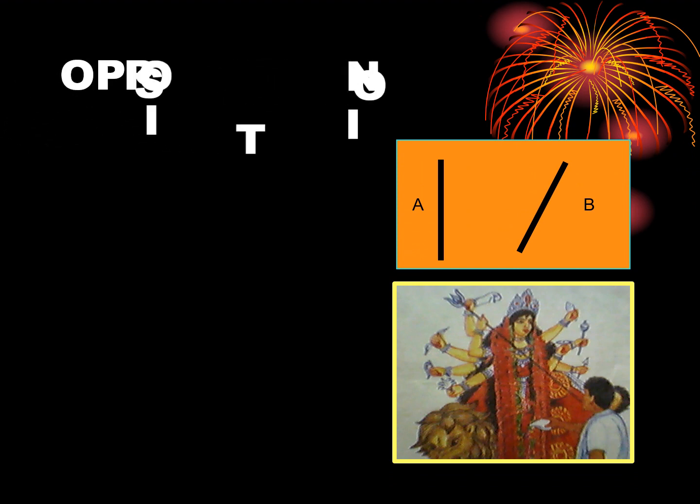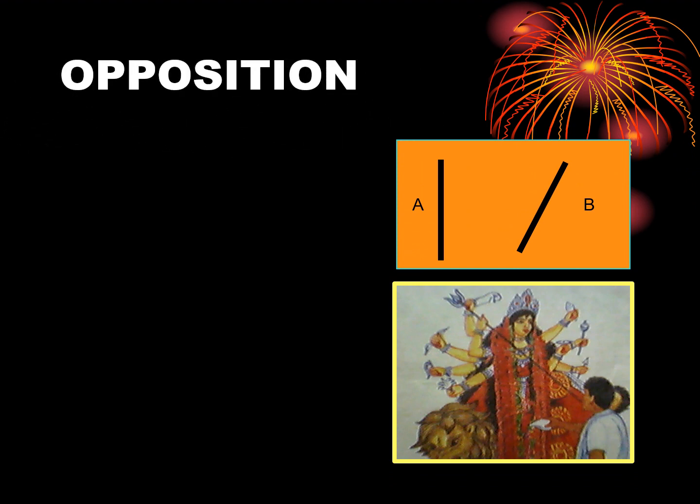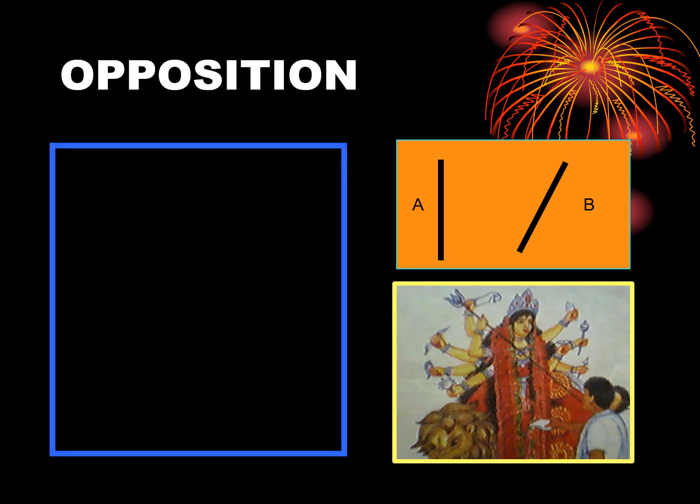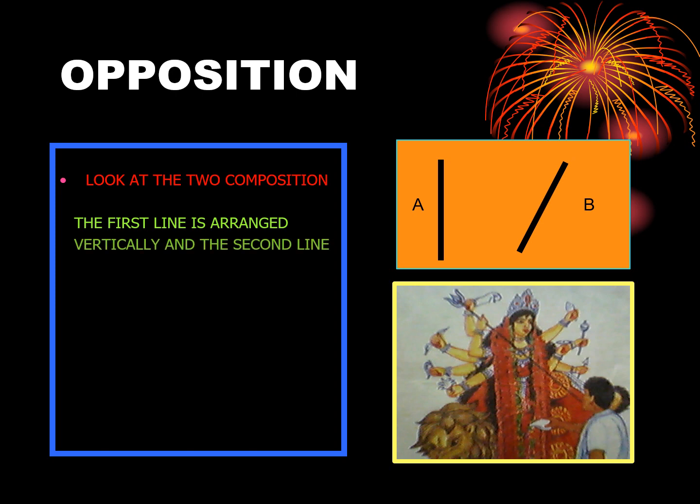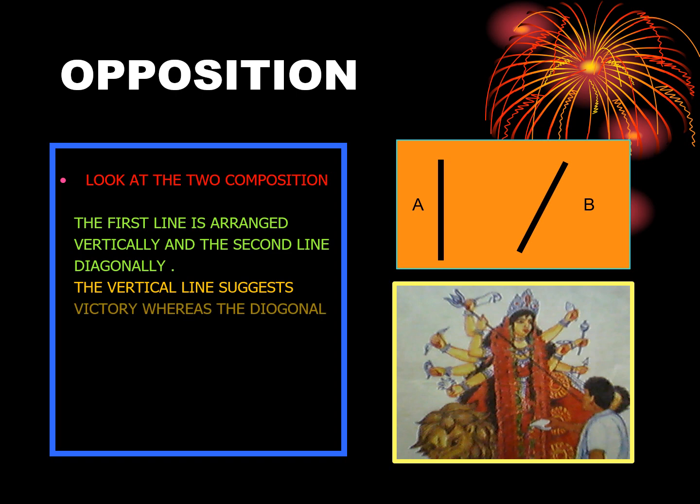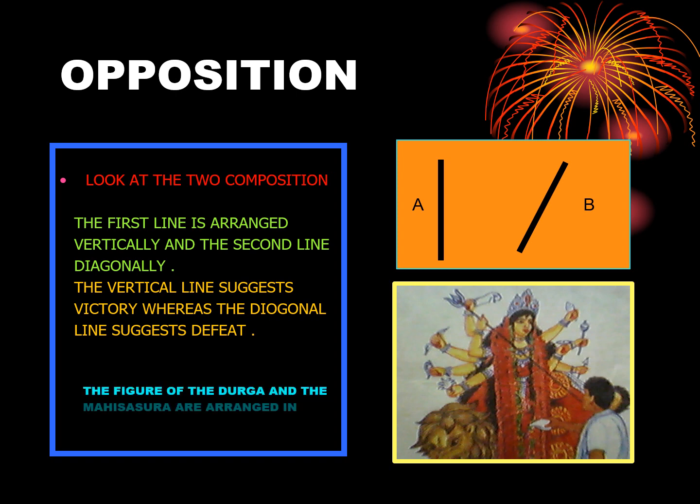We are going to discuss opposition. Look at the two compositions. The first line is arranged vertically and the second line diagonally. The vertical line suggests victory, whereas the diagonal line suggests defeat. The figures of Durga and Mahishasura are arranged in contrasting directions. So these are the oppositions.